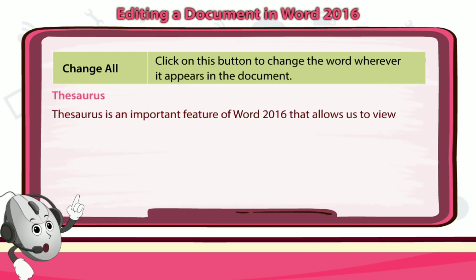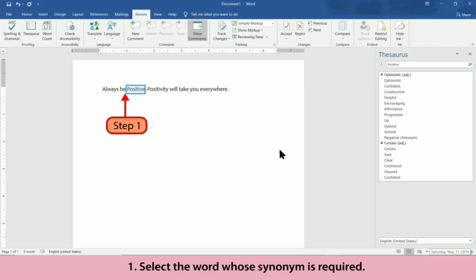Thesaurus is an important feature of Word 2016. It allows us to use the synonym of a word. Thesaurus means synonym. So let's learn how to use the thesaurus option.